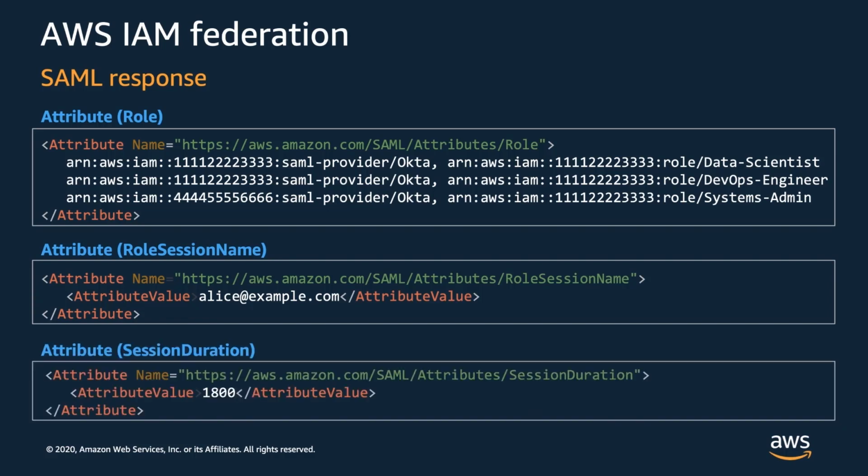And lastly, the session duration. So this really indicates the duration of the actual credentials. And this is set when you configure the relying party within your external identity provider. So in this case, I just set it at 1800 seconds or 30 minutes.